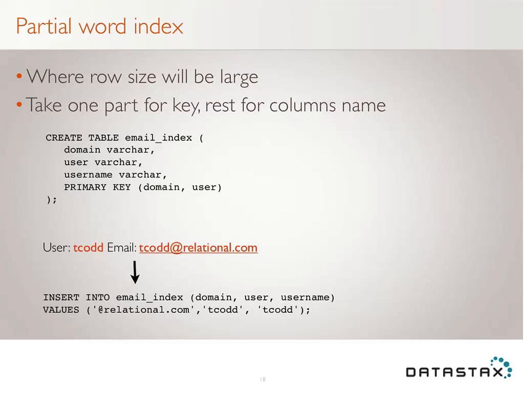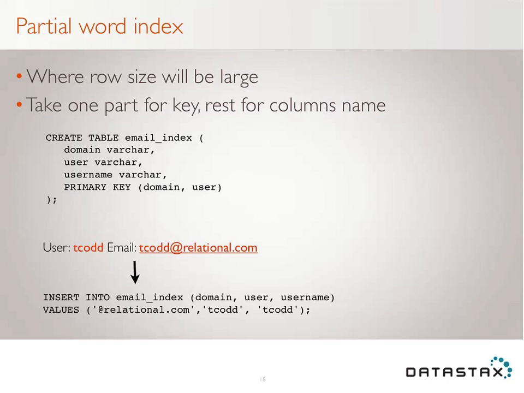So what I am proposing here is what I call a partial word index. So you take this full thing, this email, and you break it up into parts. So I have this tcod at relational.com that I want to be able to look up. So what I'm going to do is break it up into two parts. I have the domain part and then the user part. And so I'm going to use the row key for everyone at relational.com, and then each user at the beginning of that will have their own column in that row.